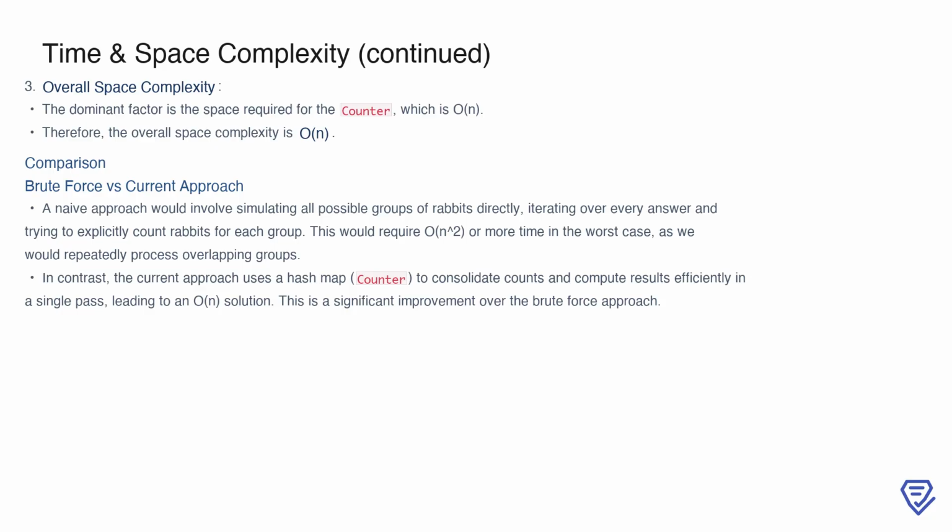Now, let's compare this optimized approach with a brute force method. In a naive approach, we might attempt to simulate all possible groups of rabbits directly, iterating over each answer and manually calculating group memberships. Such an approach would involve repeatedly processing overlapping groups, leading to a time complexity of O(n^2), or worse in the worst case. In contrast, the current solution leverages a hash map via the Counter to consolidate counts, allowing us to compute results efficiently in a single pass. This improvement reduces the time complexity to O(n), making the solution significantly more efficient.